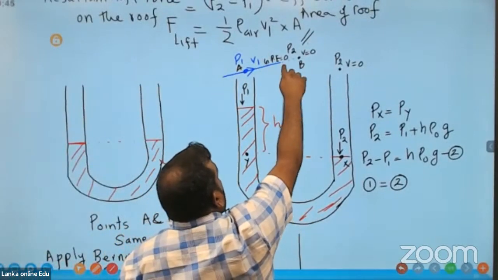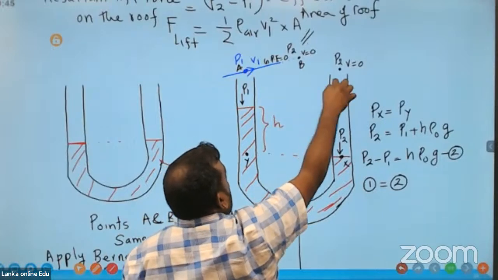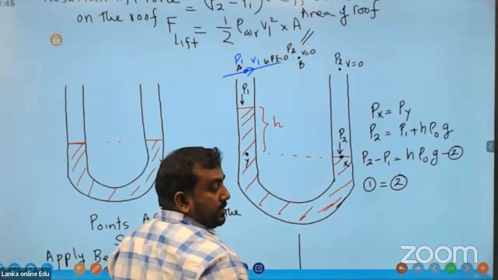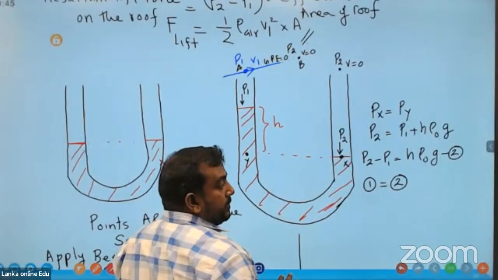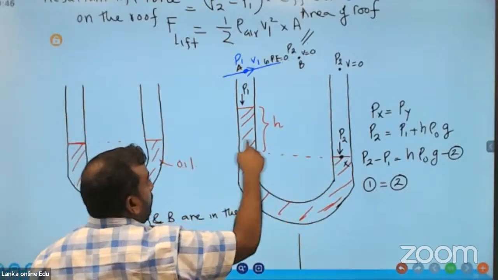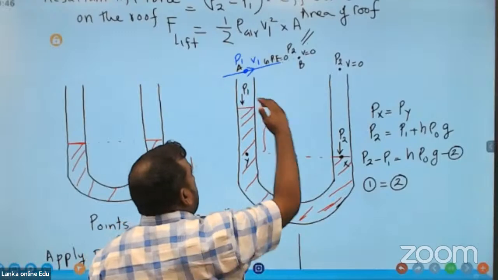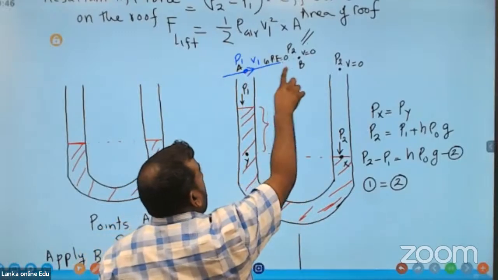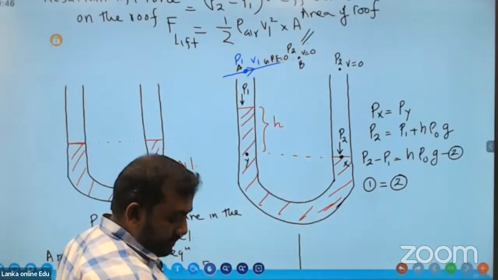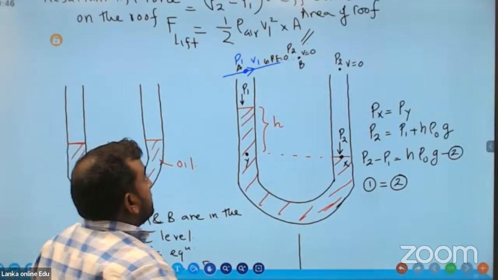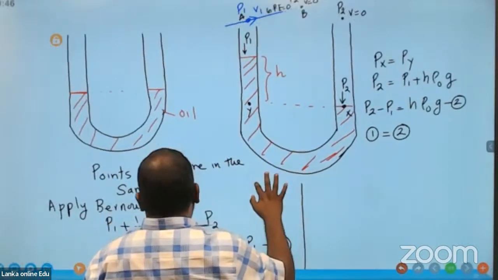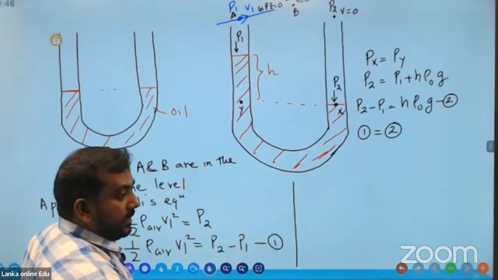Since you're applying Bernoulli for the single streamline, this pressure somewhere far away has the same pressure, same velocity. Low velocity, high pressure means you'll push on the liquid more, so this will rise and that will go down. Now there is a pressure difference. I can't apply Bernoulli here and here. I must apply Bernoulli along a single streamline. Equation found.